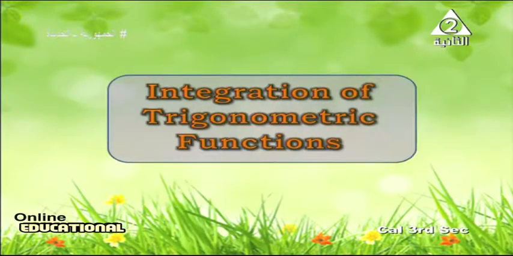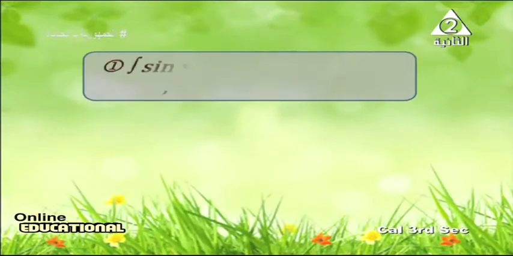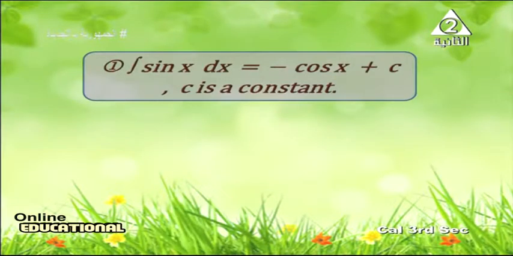Now we can deduce the integration of trigonometric functions. Theorem: integration sine x dx equals negative cosine x plus c, where c is a constant. We know that the derivative of cosine x is negative sine x. Then the derivative of negative cosine x is sine x. Then integration sine x dx equals negative cosine x plus c.